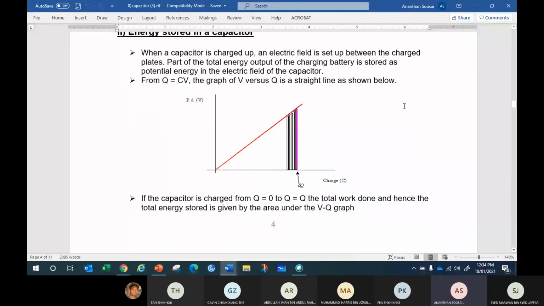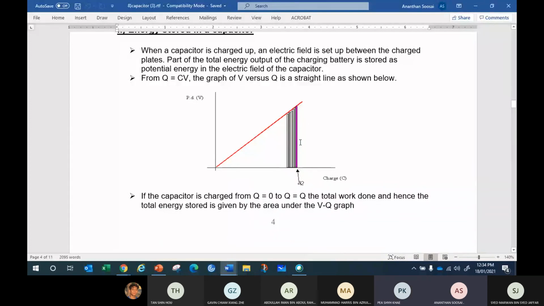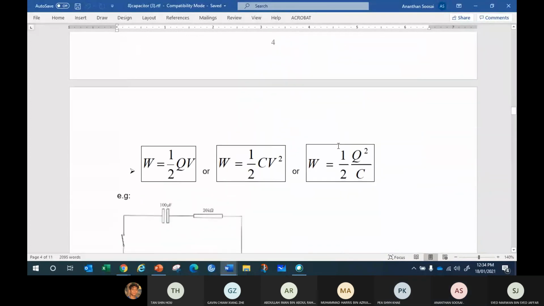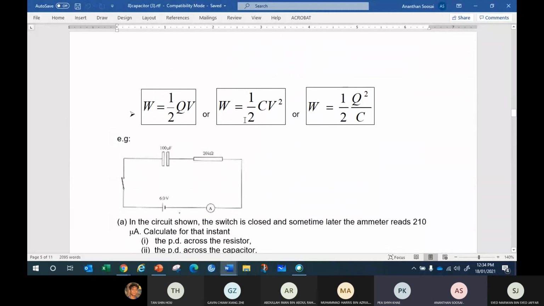When a capacitor is charged, in the graph of V versus Q, the area is the energy stored. The energy stored has three formulas: half QV, half CV squared, half Q squared over C. When you want to plot a graph, basically the first equation is useless. Use the second or the third to plot energy versus V, or energy versus Q. The first one cannot be used because Q and V are both varying.